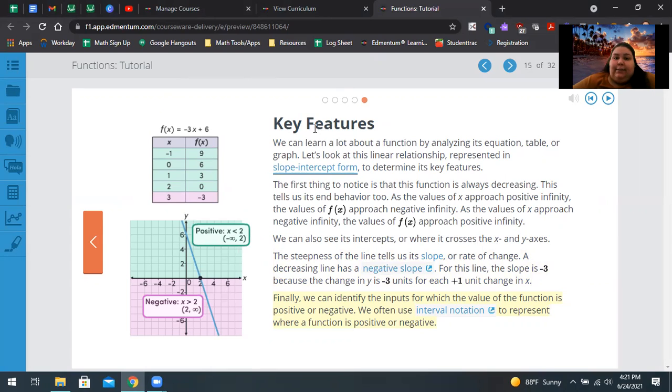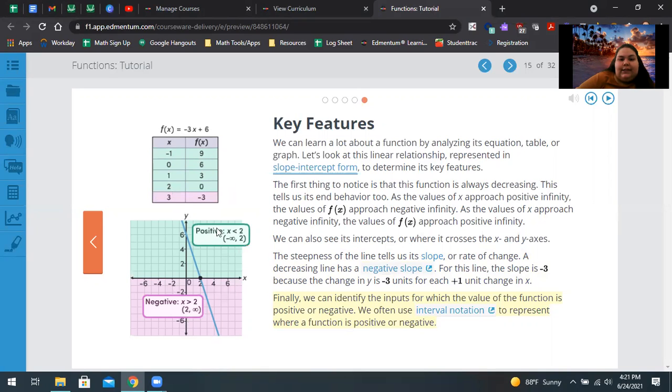How do we determine this in a table? By looking at the table, you focus under the second column, under f of x or the y. You focus on all your positive numbers, and then when you go from positive to negative, that is where any negative value is considered negative. They are going to write this in interval notation.